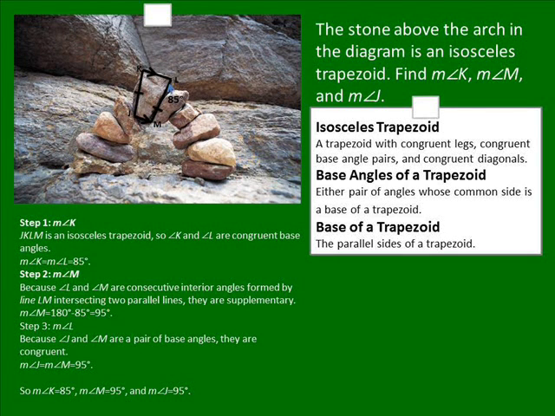Now for step 3, finding the measure of angle J. Because angle J and angle M are a pair of base angles, they are congruent. So the measure of angle J equals the measure of angle M, which is 95 degrees. So the measure of angle K is 85 degrees, the measure of angle M is 95 degrees, and the measure of angle J is also 95 degrees.